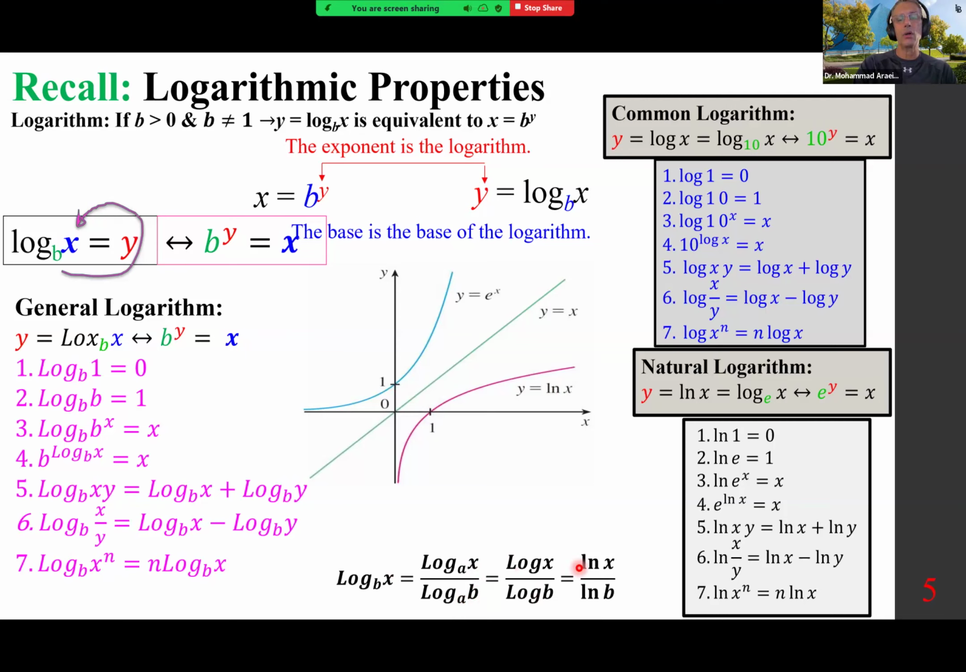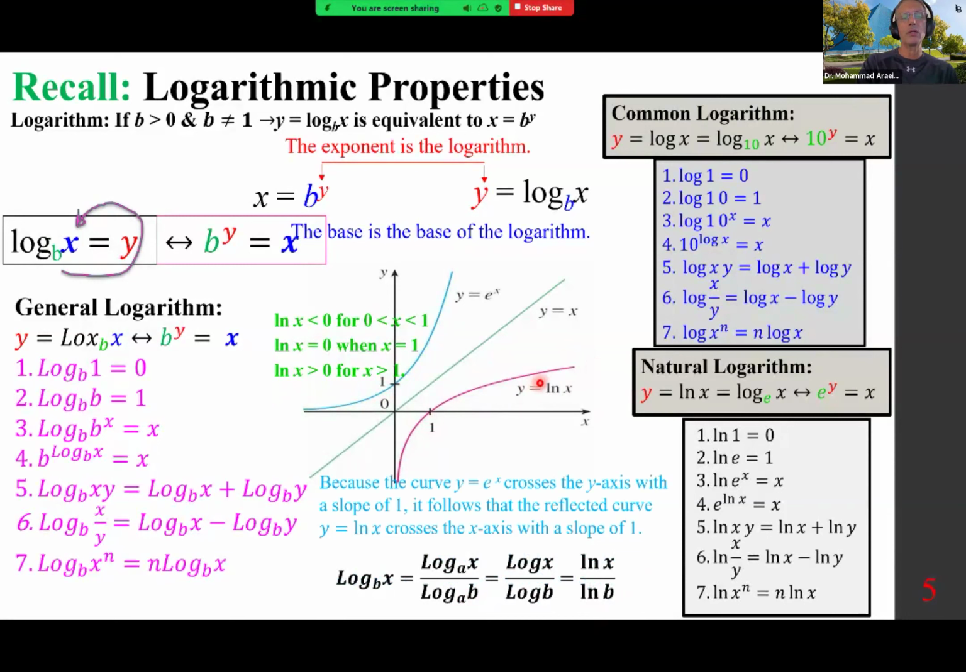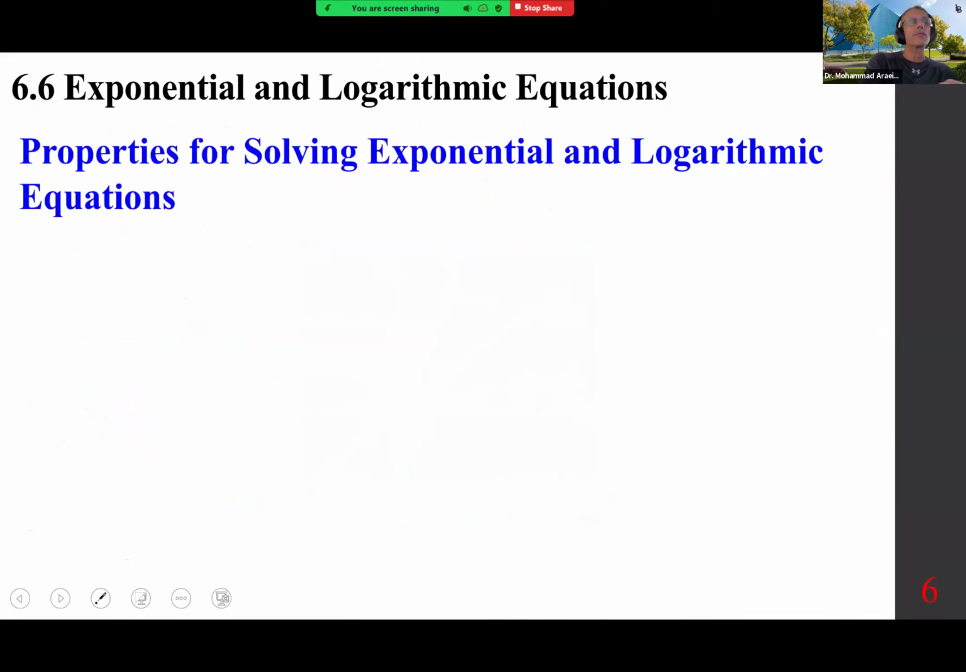And either we go with the common log or a natural log to do the evaluation. As you can see from the graph, when x is between 0 and 1, the graph is below the x-axis, ln x is negative, and above that is positive. And this says both of them, the log and exponential function, have slopes of 1 at this point. That has got to do with the tangent line coming up in calculus in essence, so don't have to worry about it. What we want to add now, new stuff, 6.6 exponential and logarithmic equations.